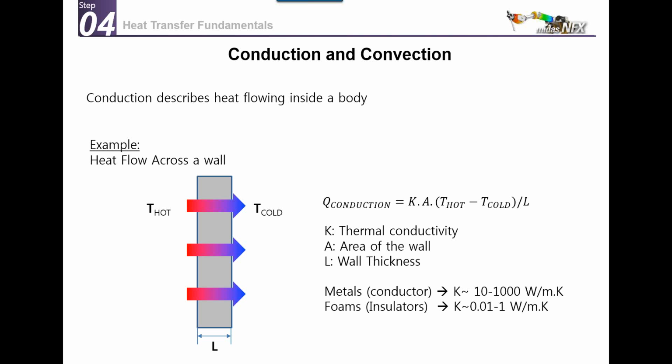Conduction is defined as K multiplied by A multiplied by the difference of temperature, divided by the wall thickness. A is the area of the wall and K is the thermal conductivity. Thermal conductivity varies depending on the material. If you have a metal, it's a conductor, so the K will be high. And if you have a foam, it will be an insulator, so your K will be very small.